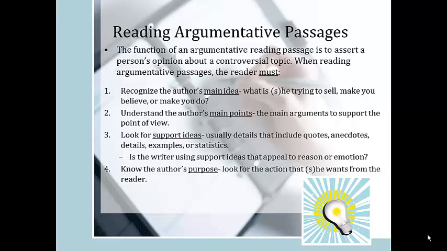Furthermore, you have to understand the author's main points, the main arguments to support the point of view. Then look for supporting ideas. Usually these supporting ideas are details that include quotes, anecdotes, details, examples, or statistics. You also need to think about for your supporting ideas, is the writer using supporting ideas that appeal to reason? Is it logical? Or are they appealing to emotion? Last, the reader has to know the author's purpose. You need to look for the action that the writer wants from the reader.